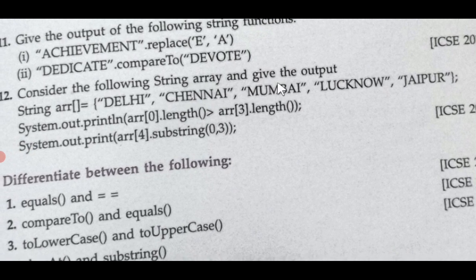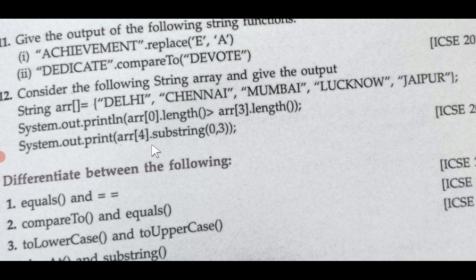array and give the output: Delhi, Chennai, Mumbai, Lucknow, Jaipur. Then arr dot length greater than arr of 3 dot length. So here students, you see the relational operator is there. So arr of 0, 0 is what? Delhi. Its length is compared with 0, 1, 2, 3. 3 means fourth string. So lengthwise, Lucknow is bigger than Delhi. Okay, so it is false.